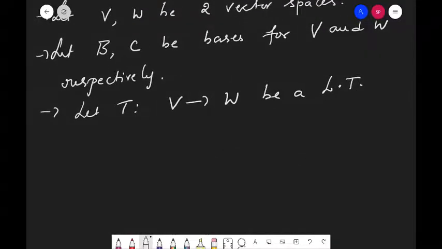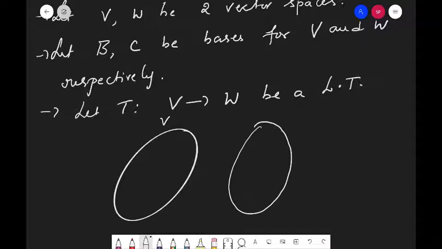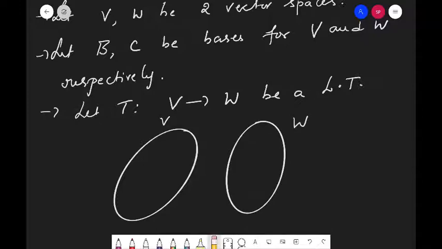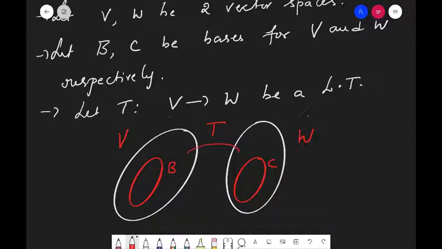So let us draw the diagram for this. I have a vector space V. We have another vector space W. So this is V and this is W, and we have T. This V has a basis B and W has a basis C, and T is a linear transformation from V to W. This is what is given to us.